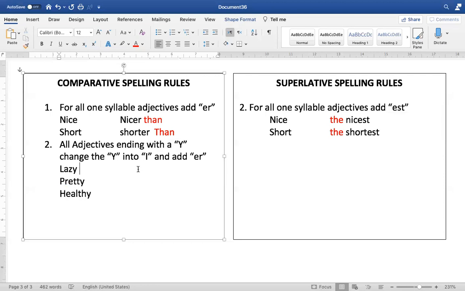So lazy, as the adjective is ending with Y, change Y to I and you add ER. So it becomes what? It becomes lazier. Pretty becomes prettier. And of course, don't forget that in the comparative form, you should always put the word than. And then healthy becomes healthier.